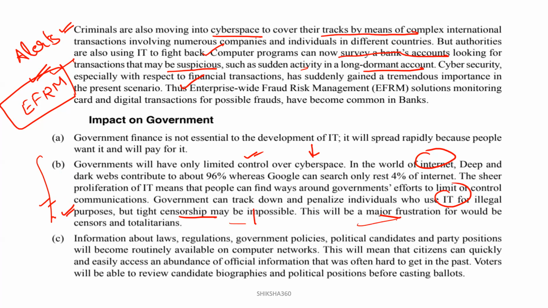Information about laws, regulations, government policies, political candidates, and party positions will become routinely available on computer networks. This will mean that citizens can quickly and easily access an abundance of official information that was often hard to get in the past. Voters will be able to review candidate biographies and political positions before casting ballots.